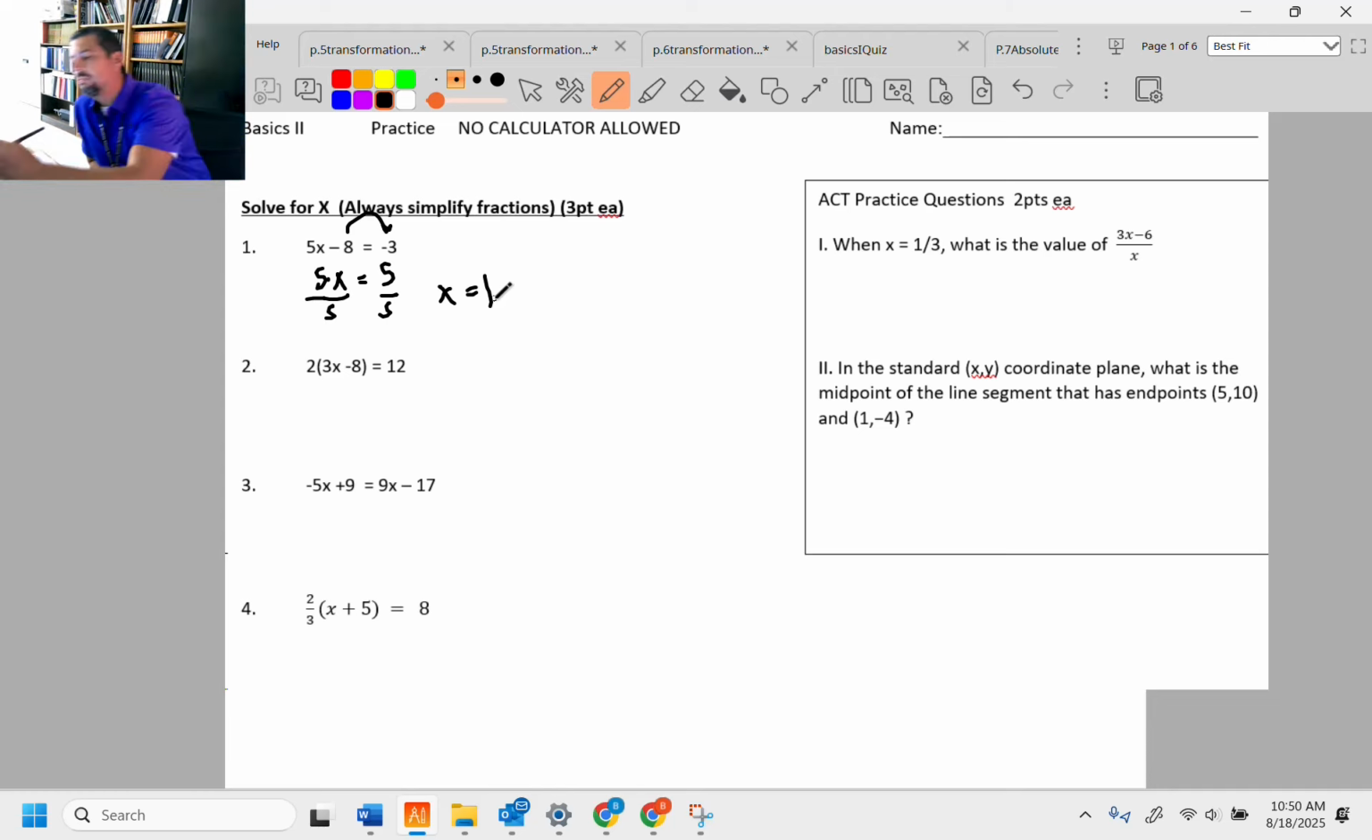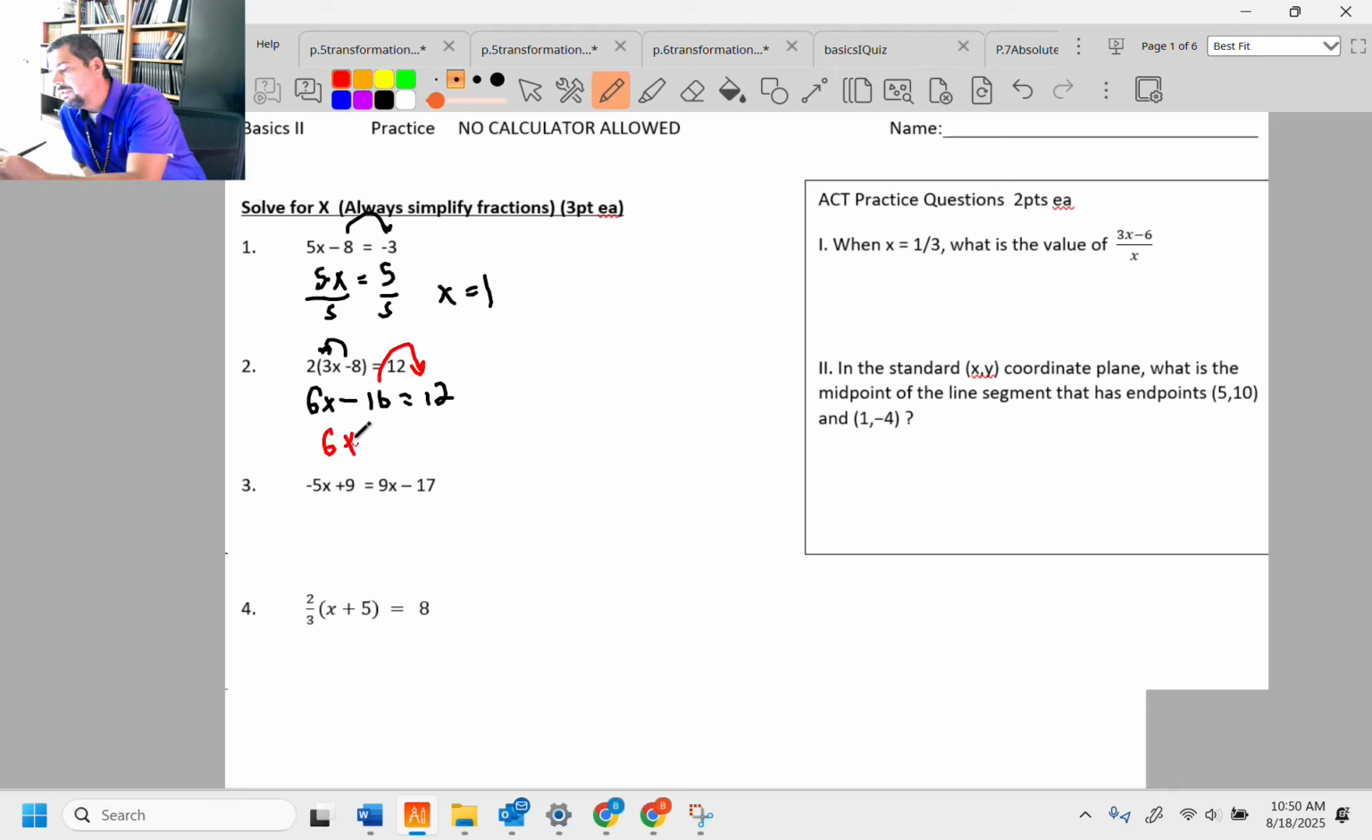9 out of 10 people would do the distributive property first, so we'll distribute that 2. 2 times 3 is 6x. 2 times -8 is -16. Still equal to 12. There's my first line. Do easy things first. Add 16 to both sides, so now 6x is equal to 28. And the opposite of multiplication is division.